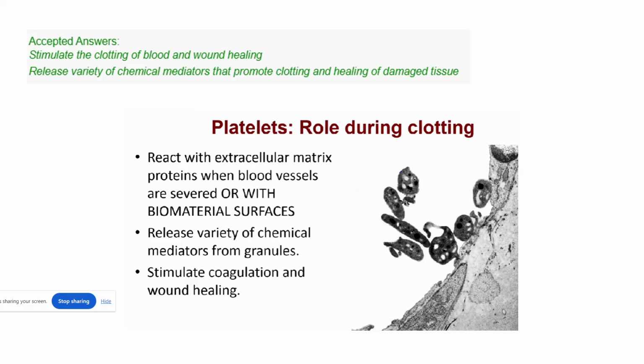Basically, platelets react with the ECM proteins when blood vessels are severed or there is interaction with biomaterial surfaces, and they release a variety of chemical mediators from granules which stimulate the coagulation and wound healing process. So basically, it is the stimulation of the clotting of blood and the release of a variety of chemical mediators that promotes clotting and healing of damaged tissue.